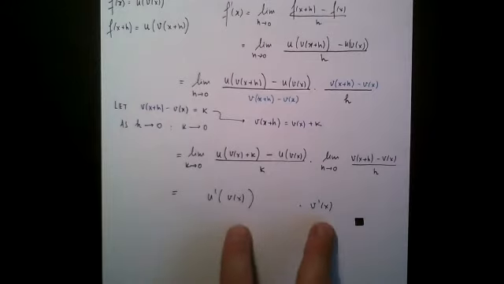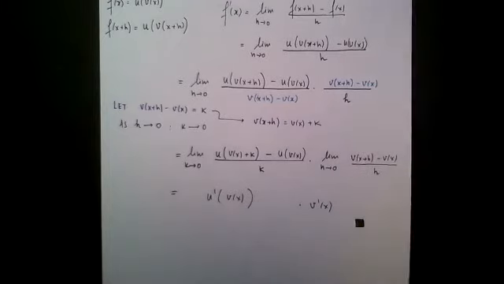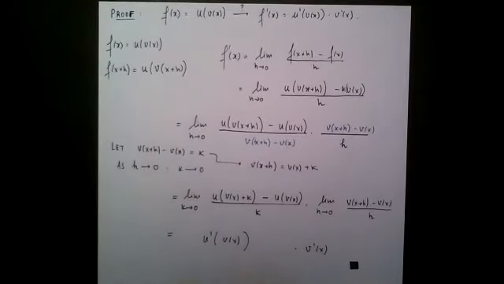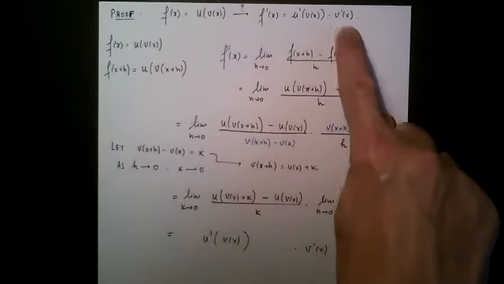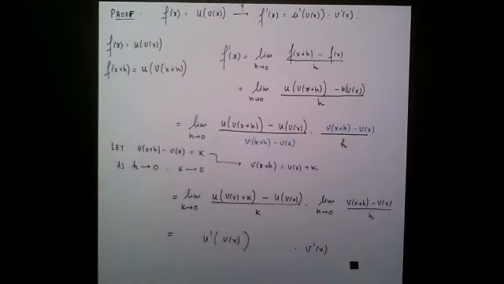Okay, so this is proven. We just showed what we wanted to show on top. As you see, it's exactly what we have here: U prime of V of X times V prime.